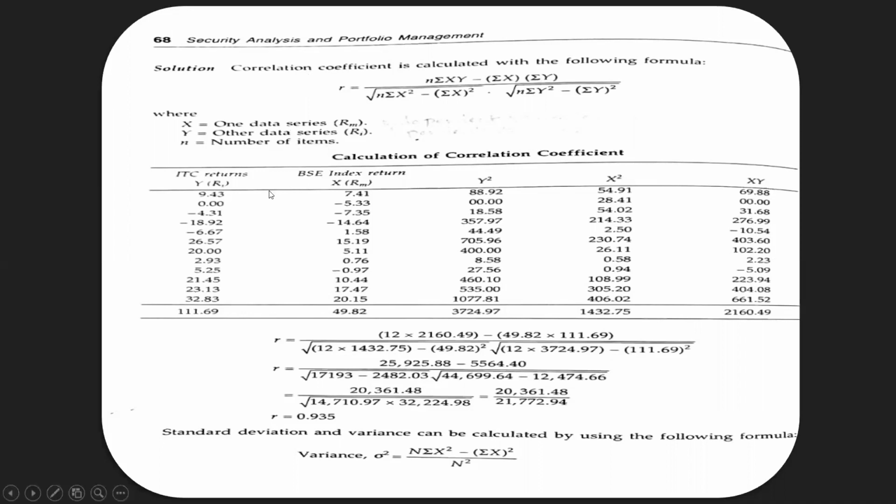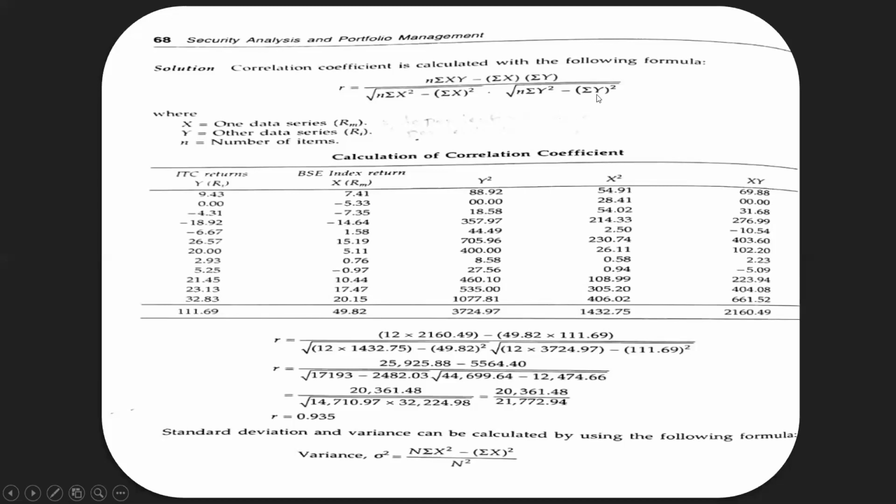For calculation of correlation coefficient, we have drawn a table in which there are 5 columns. The first one is the values of the individual security as given in the question. The second one is the values of the market index as given in the question. We have calculated the totals of the first column and the second column. The total of the first column will give you the sigma y value, and the total of the second column will give you the sigma x value. Now we have to calculate the sigma y square to use in the formula.